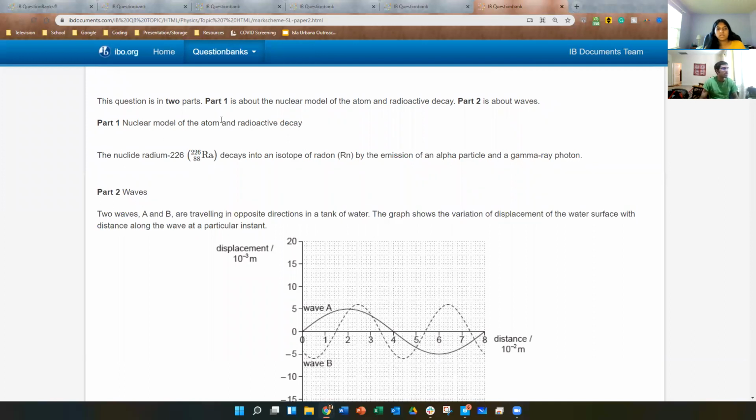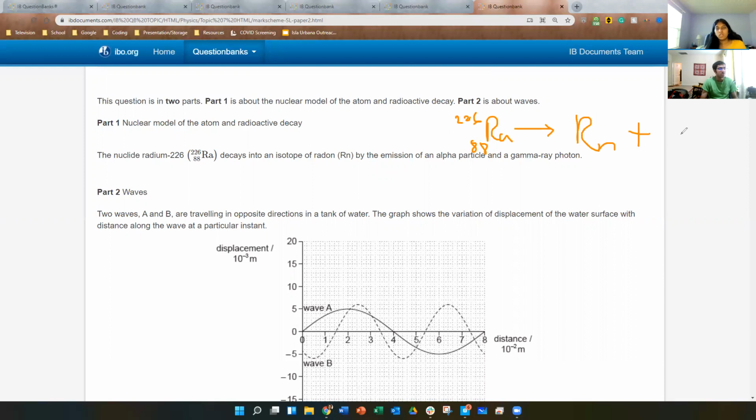So part 1 is about the nuclear model of the atom and radioactive decay. Nuclide radium-226 decays into radon. Let's write this out. They'll probably have a student question, but I just find it easier to always write it out and see what's going on.